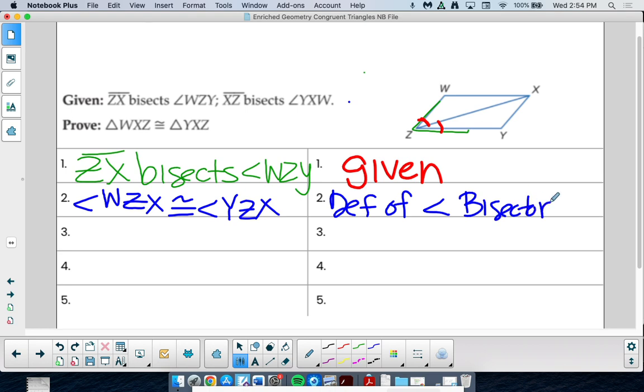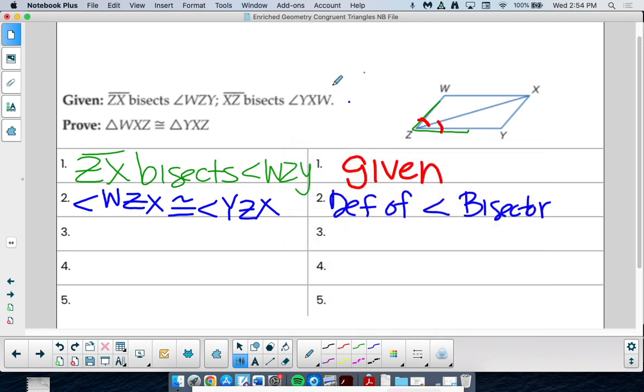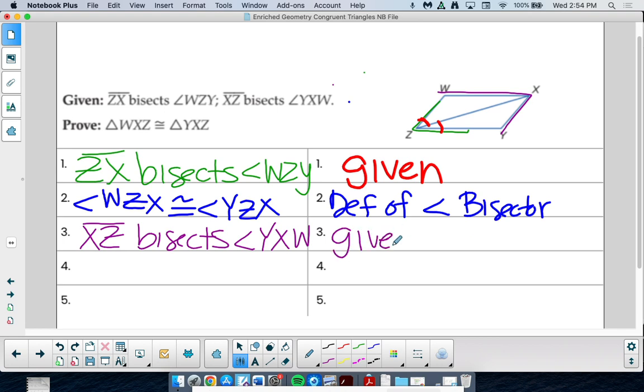All right, let's look at our next chunk of information we're given. We're given that XZ bisects angle WYXW. So this angle in the corner is getting cut in half. XZ bisects angle YXW. Given information. Now, what two angles are equal?